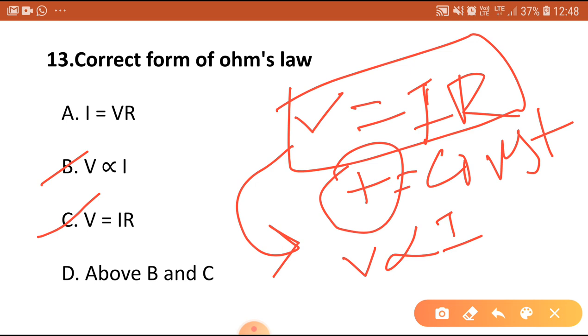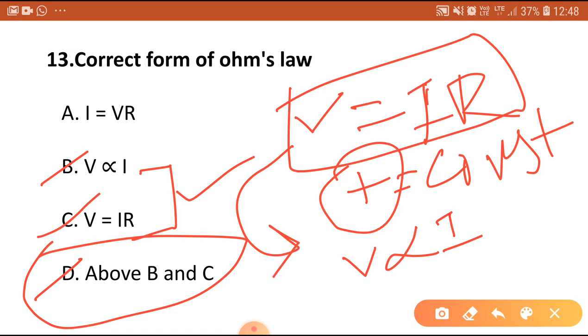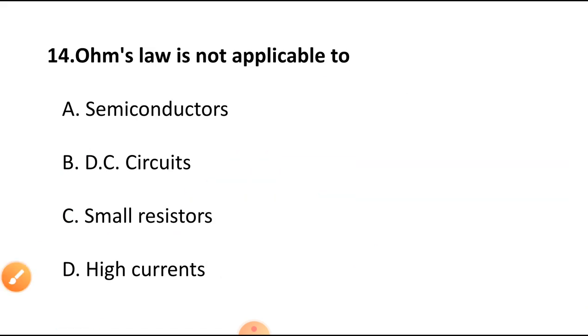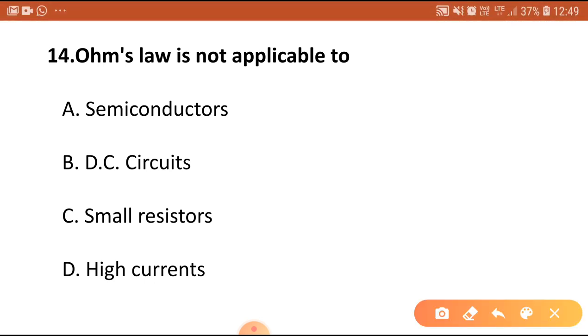So the correct option will be option D. That is, option B and C both are right. Okay, option D will be the right answer. That is, option B and C both are right. Next, question number 14. Ohm's law is not applicable to.